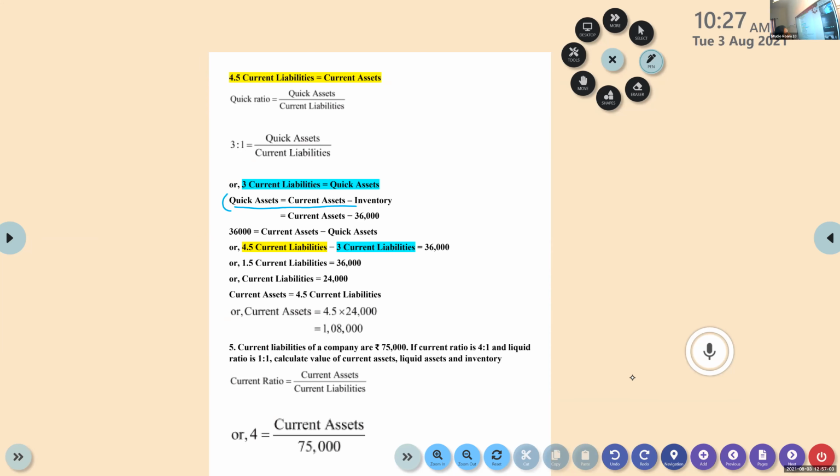Okay. Shall we move to the next question? Number 5. Question number 5 in your textbook. So here, current liabilities of a company are given as 75,000. Current ratio is given 4:1 and liquid ratio is given 1:1. Calculate the value of current asset, liquid asset and inventory. That is the question.